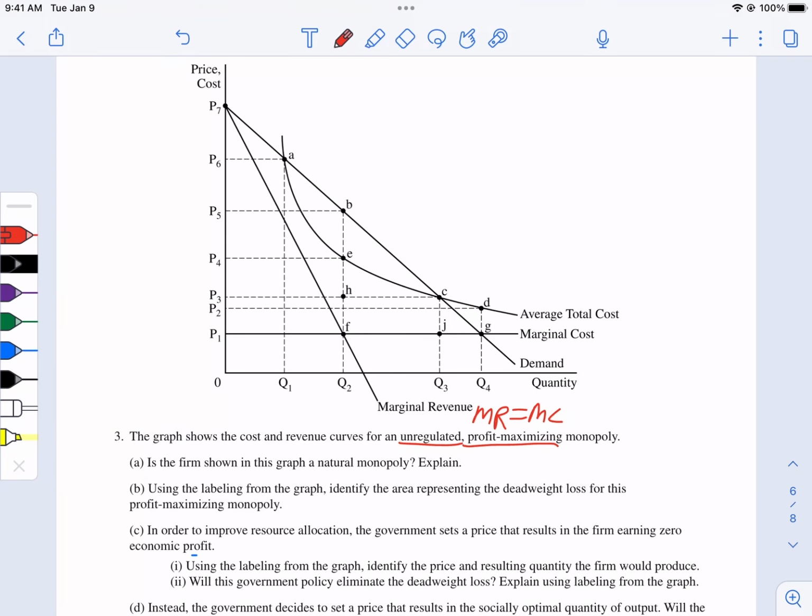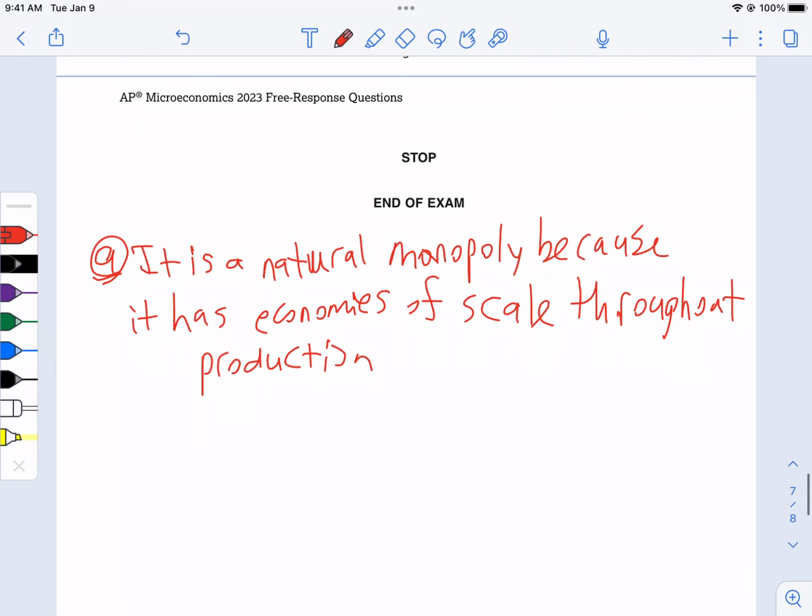So the big thing that's going to tell us that it's a natural monopoly is the fact that they have economies of scale. Remember, economies of scale is wherever your quantity is going up and your cost is going down. And as you can see here, the cost is going down the entire time. So therefore, it is a natural monopoly because it has economies of scale throughout production. So that is my explanation for why they are a natural monopoly. Okay.